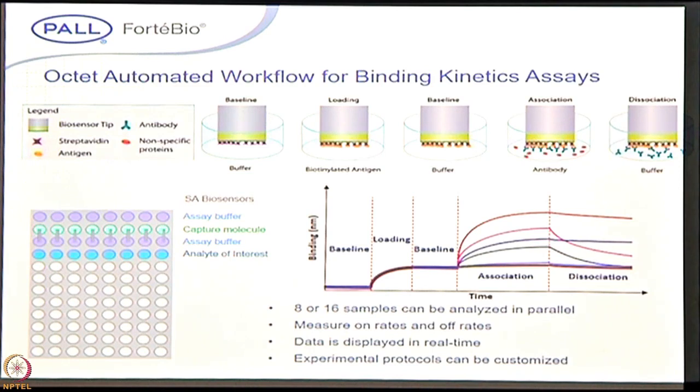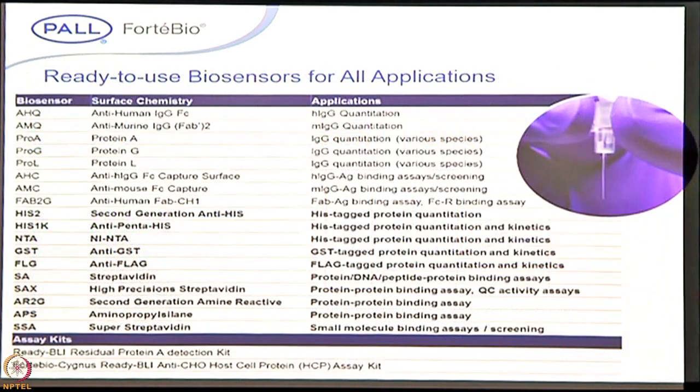Very simple to operate this experiment. You can quickly screen, and in just 15 to 20 minutes you can get the kinetics data. We have different biosensor chemistries on the shelf. Depending upon your protein of interest, you have a tag, or you can choose; or if you don't have any tag, you can go with some kind of modification like biotinylation or amine coupling to immobilize.